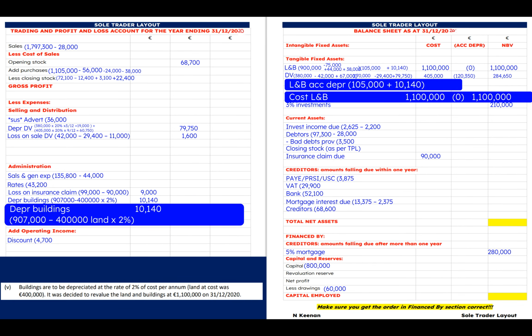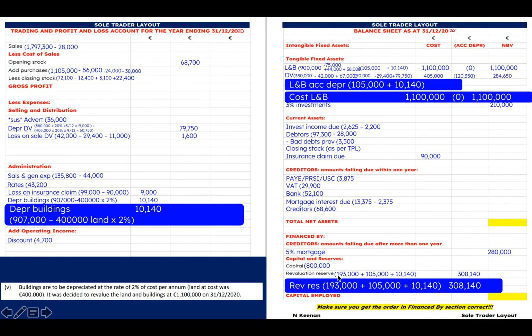But we have to show that there is value somewhere. And this increase in value, the shareholders own that, right? So that is in capital and reserves then. So 193 is the difference between 907, the cost of the buildings, and the new value, 1.1 million. So that is 193,000. Then we're simply adding back in any depreciation that had taken place on this, so the 105 and the 10,140. So when it's revalued at the end of the year, there's going to be 3 figures in here as well.